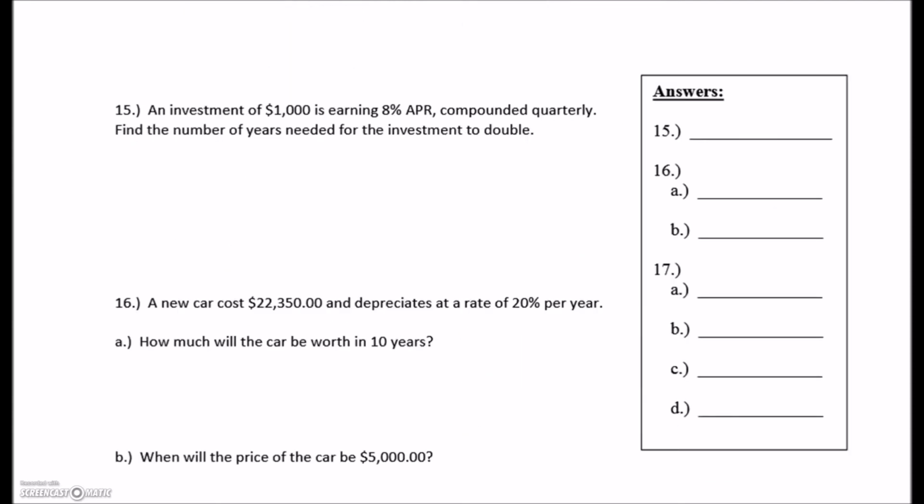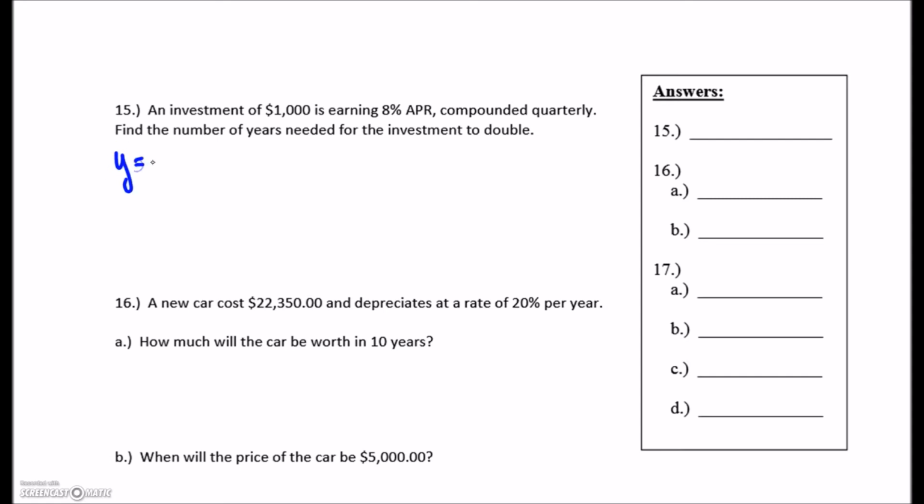If I look at the next one, it says an investment of $1,000 is earning 8% APR compounded quarterly, and we want to find the number of years needed for the investment to double. So it's an investment, so we're talking about growth. We need to decide between the standard model and the continuous model. Because it's APR and compounded quarterly, I'm waiting for the quarter to end before I get my money, so the increases are happening on specified time intervals.